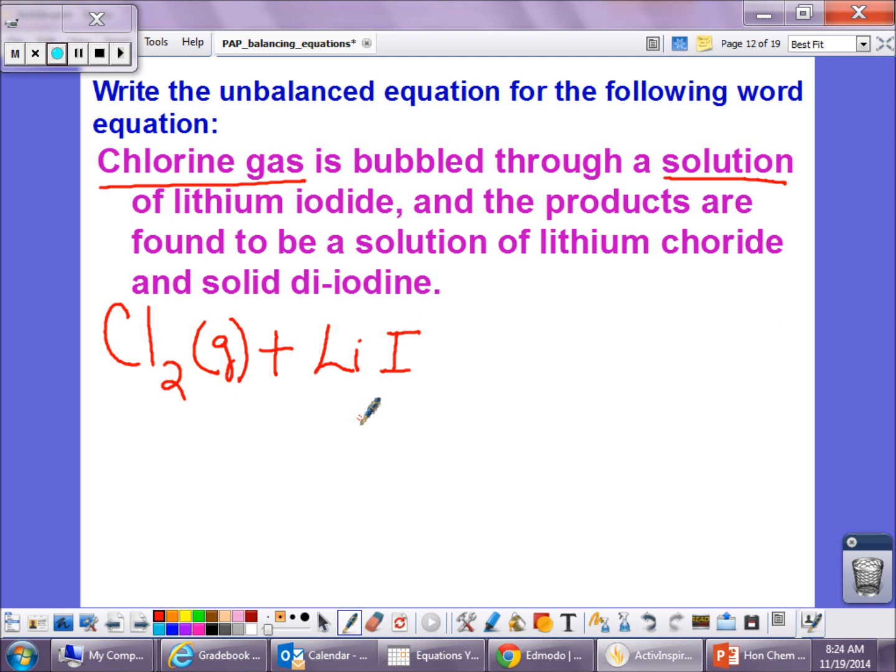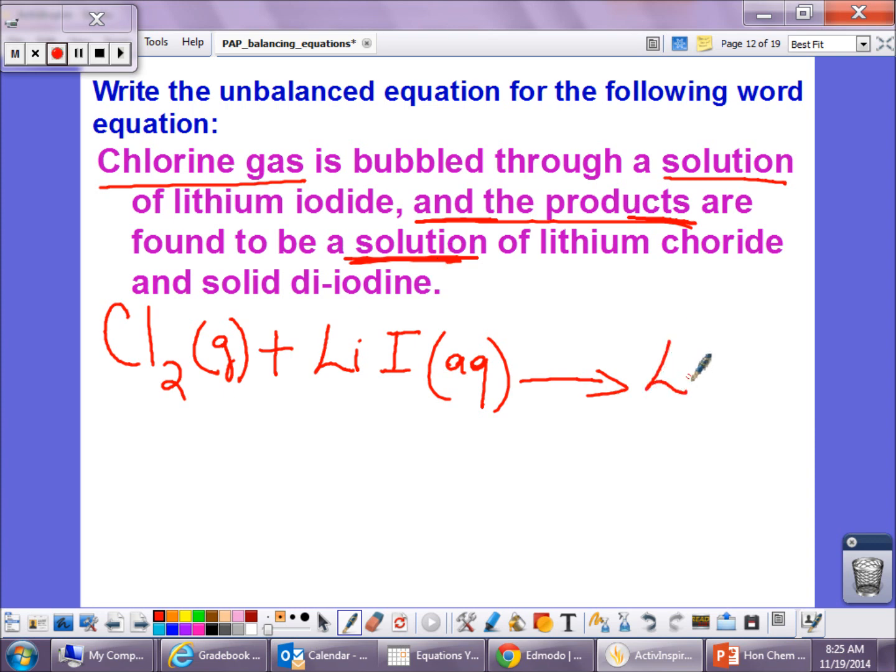It says a solution. When it says solution, that means it is dissolved in water. It is aqueous. There are many terms to tell you it is aqueous: aqueous, dissolved in water, solution. Alright, and it says, and the products are. So I put my yield sign. You can say and the products are, or react to produce, all of those mean the same. It's a solution of lithium chloride.